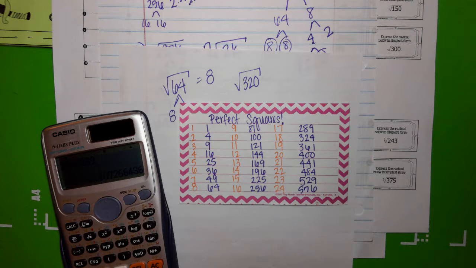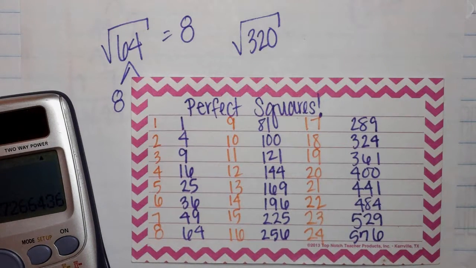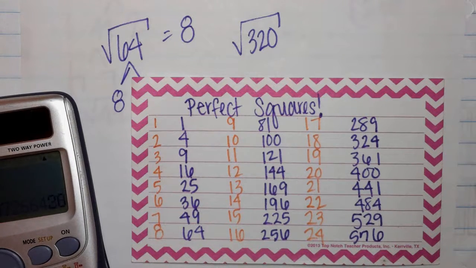The way you know it's the biggest is if there's not another perfect square that could go into it. So if we did 16, tell me what 320 divided by 16 is. It's 20. Is there a perfect square that goes into 20? 4, right? So that's why we need the biggest one.